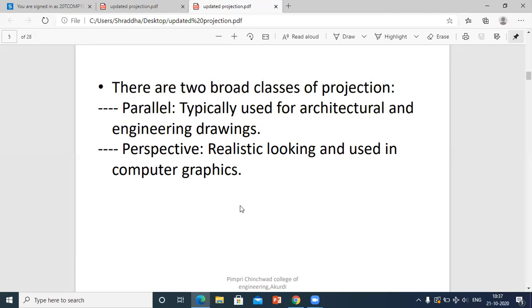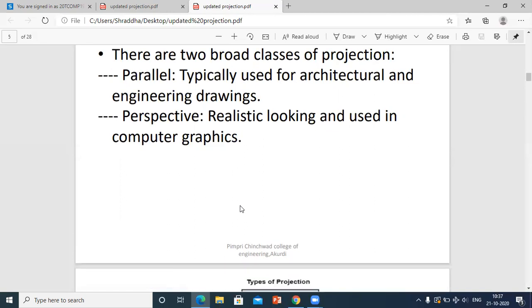Now, the main difference between parallel and perspective is that parallel is used for drawing sketches, architectural diagrams or engineering diagrams that are used for implementation purposes. And perspective means showing realistic images. Realistic images means your movies, or projecting a lecture through a projector in a classroom, and so on.